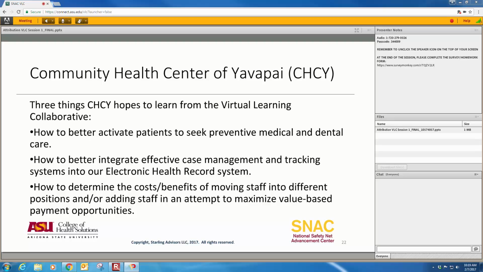And 3 of the things we hope to learn from the collaborative are how to better activate our patients to seek preventive medical and dental care, how to better integrate effective case management and tracking systems into our EHR, and how to determine the cost benefits of moving staff into different positions and/or adding staff in an attempt to maximize our value-based payment opportunities. And that's it.